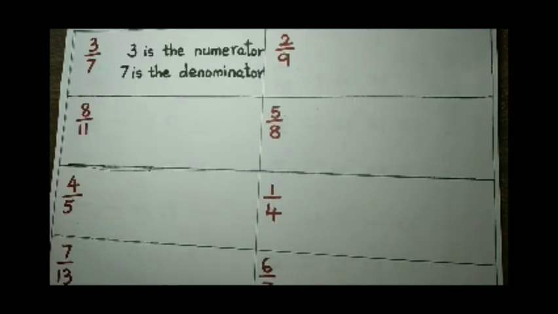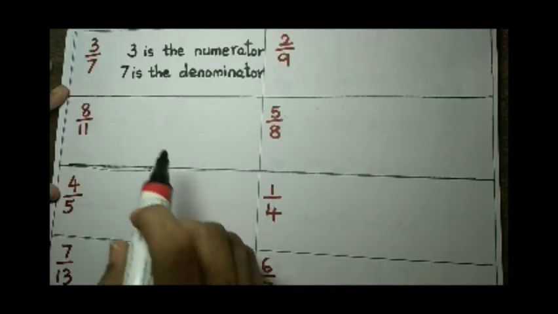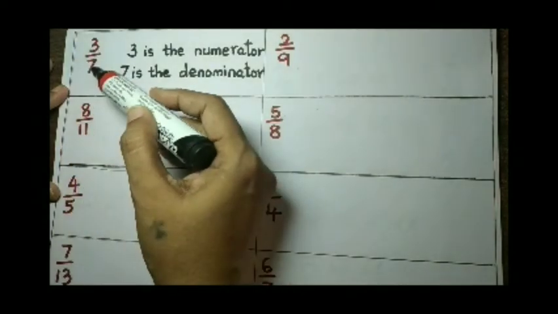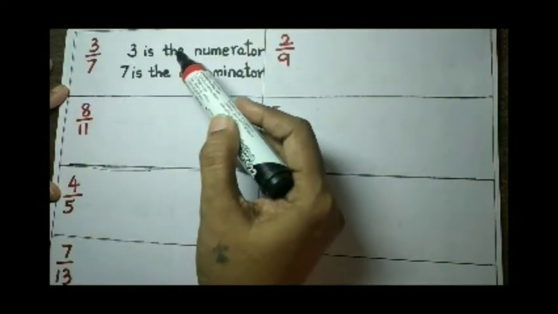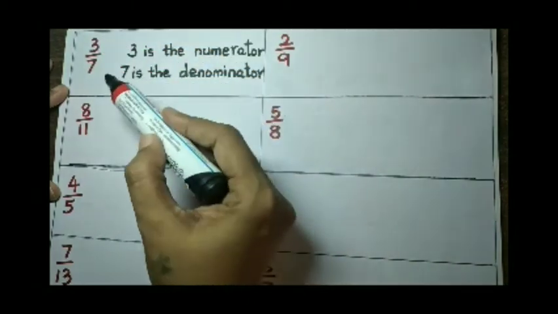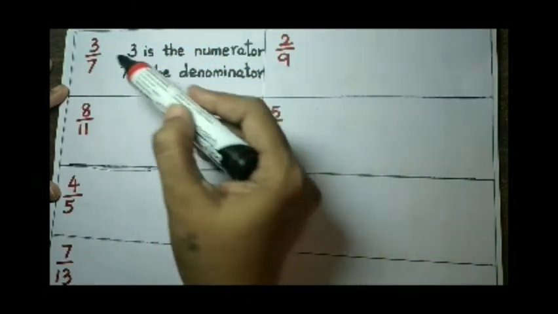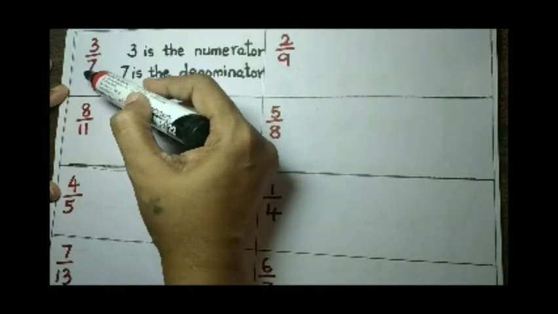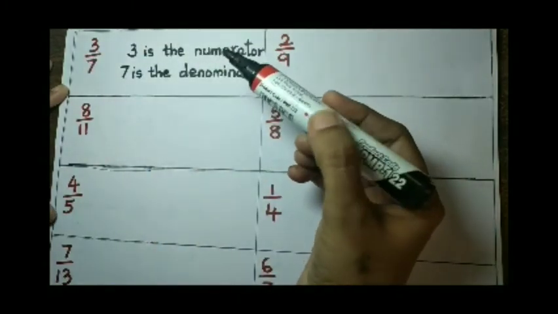Now, here in this exercise, we are going to write the numerator and denominator. Here, 3 upon 7. So, 3 is the numerator. The number above the line is the numerator. 7 is the denominator. The number below the line is the denominator.